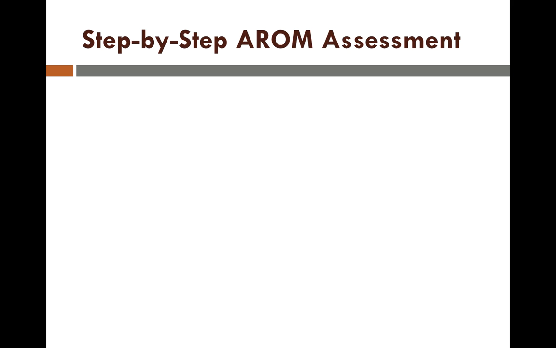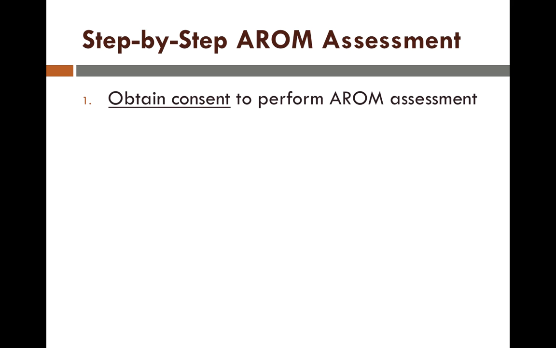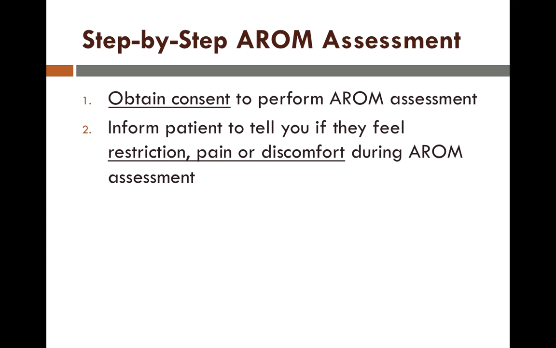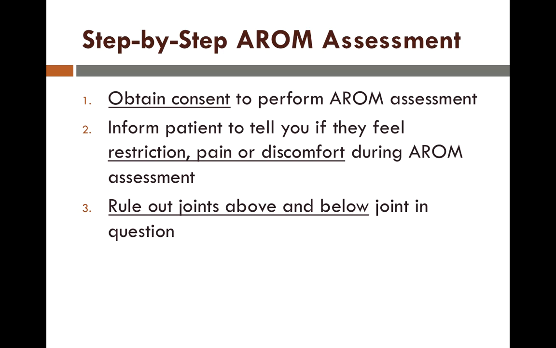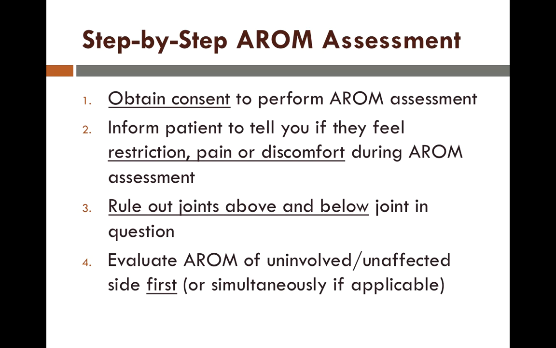Step-by-step active range of motion assessment. First, we must obtain consent to perform active range of motion assessment. Secondly, you will want to inform your patient to tell you if they feel restriction, pain, or discomfort during active range of motion assessment. Third, you want to rule out the joints above and below the joint in question. Number 4, evaluate active range of motion of the uninvolved or unaffected side first, or simultaneously if applicable.